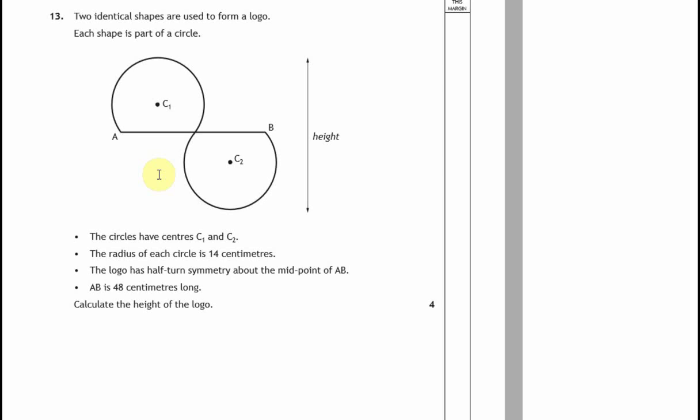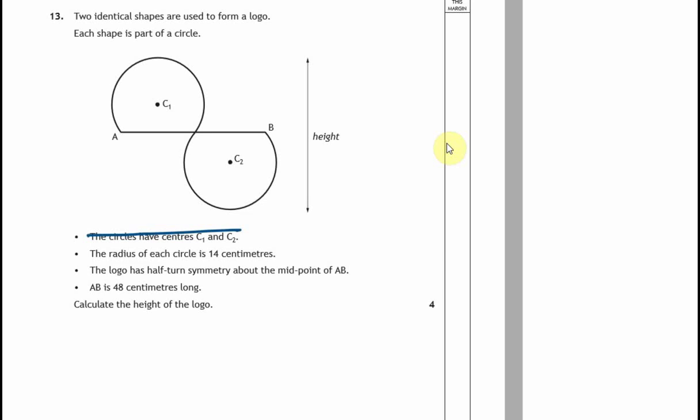Okay. So here we go. Two identical shapes form a logo. I don't know the logo for this. This is like a bike shop or something. I don't know, it's cogs in a machine. So the circles with center C1 and C2. Okay, we can see that. The radius of each of the circles is 14.